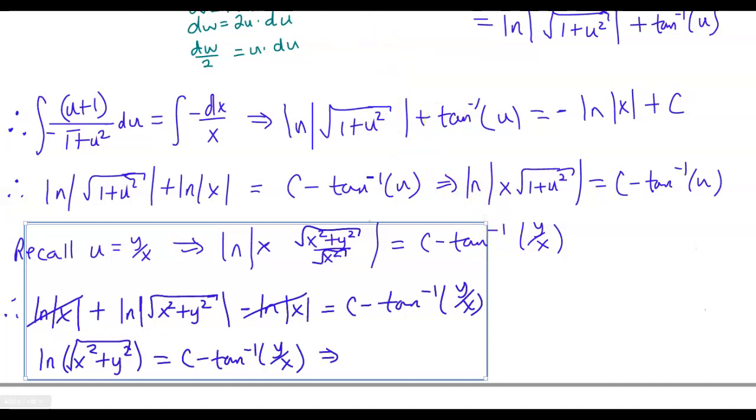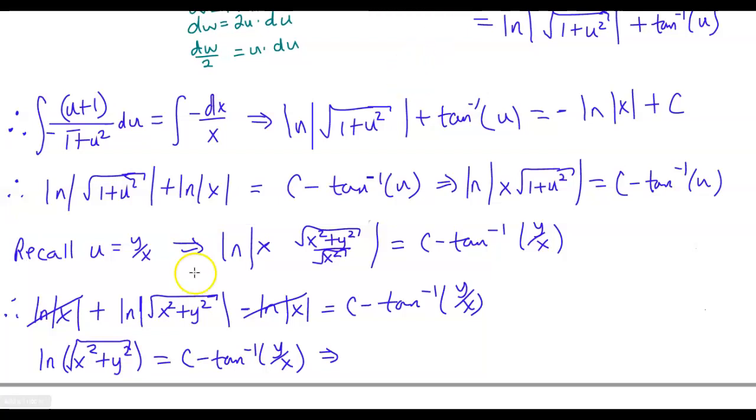So I'm going to come back here. All right, so here we're just going to have 1/2 natural log of x squared plus y squared, and I'm going to go ahead and add tangent inverse of y over x to both sides here. Let that equal some constant. And the last thing I could do here is just multiply both sides by 2. If I was to do that, then 2 times 1/2 would just be 1. So this would go away.